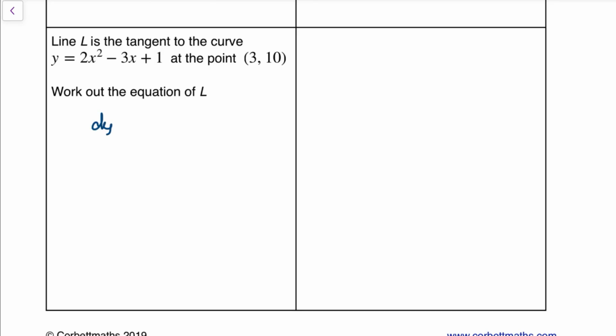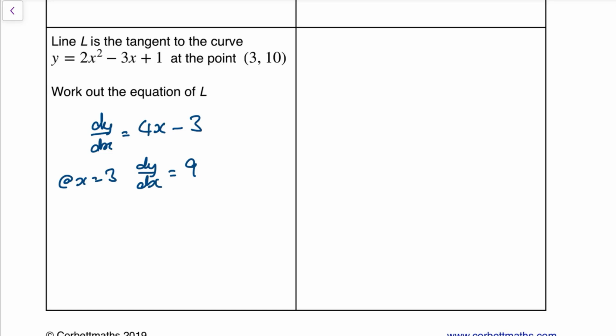In other words, I'm going to differentiate. So if I differentiate this, that's going to give me 4x minus 3. Then at the point x equals 3, my gradient, so my dy/dx, is equal to 4 times 3, which is 12, minus 3, which is 9. So my gradient is 9.